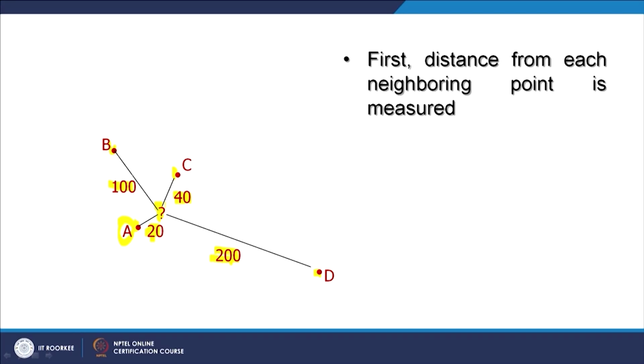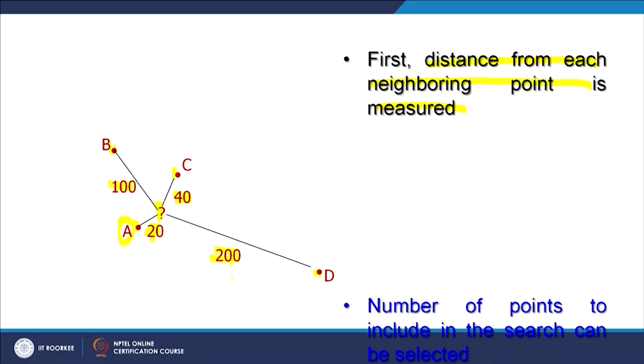So, in IDW, what is the first step? The distance from each neighboring point is measured, as shown here in this schematic.